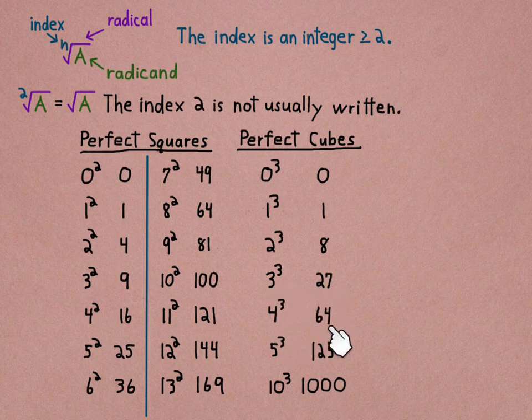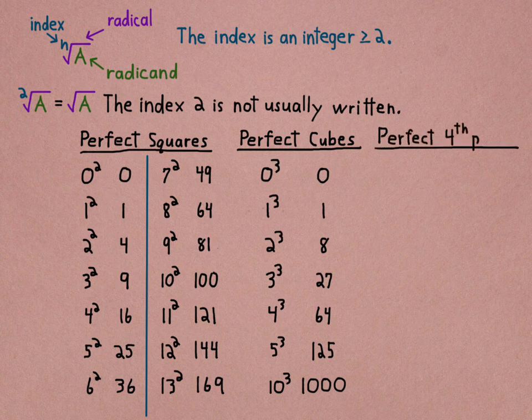4 cubed is 64. 5 cubed is 125. I'd say actually 125 is probably slightly more common than 64, but they're still commonly used, so you need to know them. And 10 cubed is just a 1 with 3 zeros, right? It's 1,000. So cube root of 1,000 is 10. Cube root of 125 is 5. Cube root of 64 is 4. So these are called perfect cubes, because they're all the cube of some integer.